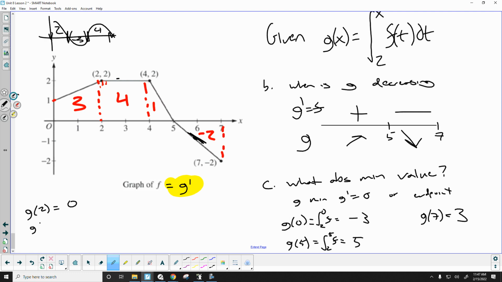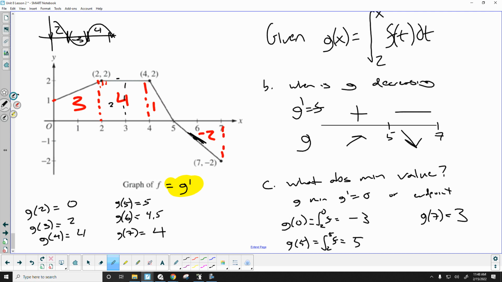What's G of 3? We can add 2. What's G of 4? 2 to 4, oh, add 2. Okay, G of 5, 5. I could go G of 6 if I wanted to. It'd be 5 minus a half, 4.5. G of 7, 4. What's happening?